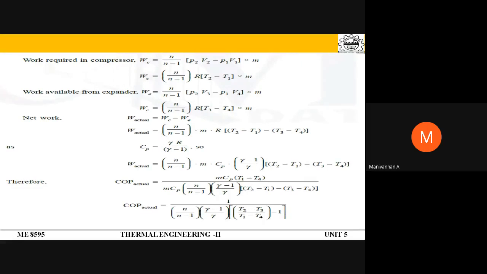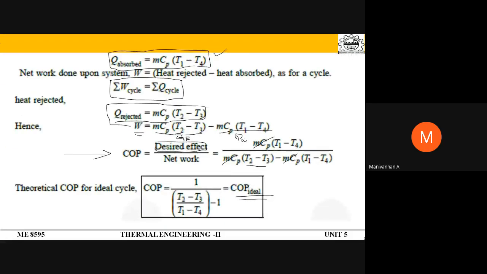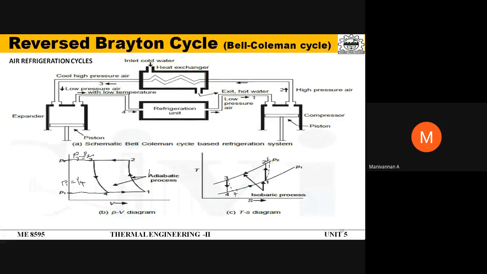So what we have understood, again I will repeat, reversed Brayton cycle is an executable cycle, an alternate to the reversed Carnot cycle, for which you cannot design a system because of two isothermal processes. The two isothermal processes available in the reversed Carnot cycle, we replaced with reversed isobaric processes, or we call constant pressure heat addition and heat rejection processes.